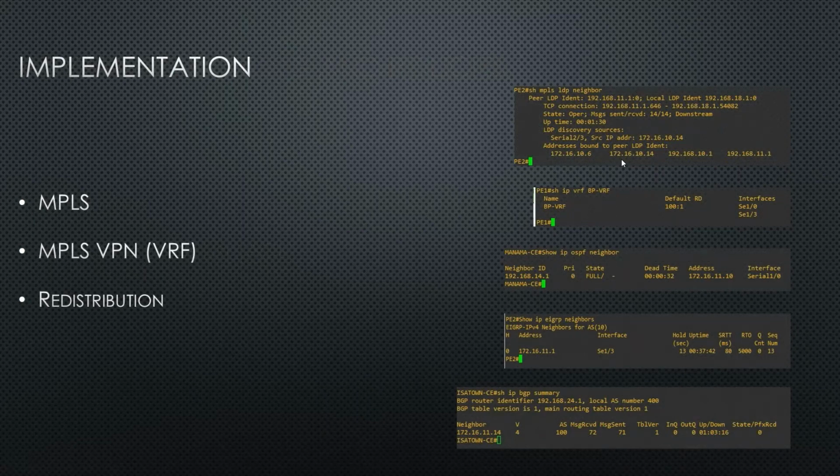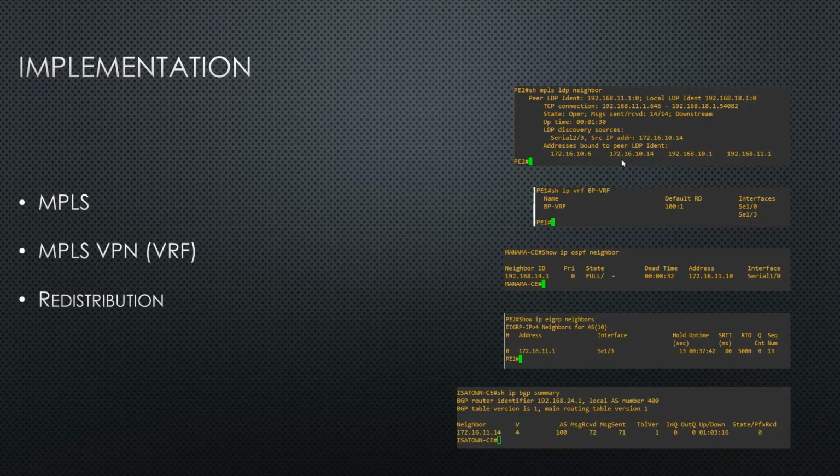Implementation. The implement phase is the fourth phase in the methodology. This phase begins after the design has been approved. The network and any additional components are built according to the design specifications. After I finished the design, I implemented the network based on my design, considering the technologies that should be used, such as MPLS, MPLS VPN like VRF, and redistribution.